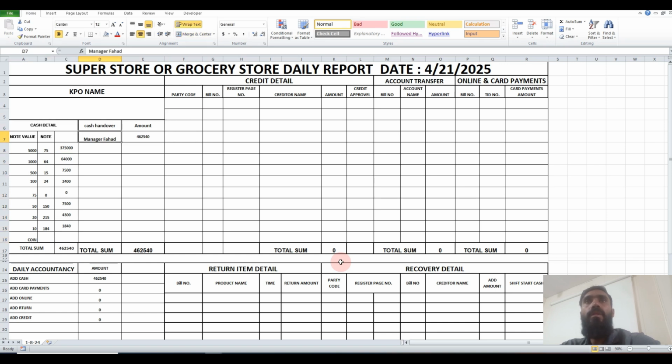Cash handover person detail. Check both sides. Is it equal or not? Here is miss the KPO name. Add it.